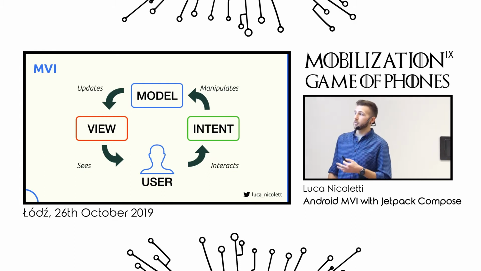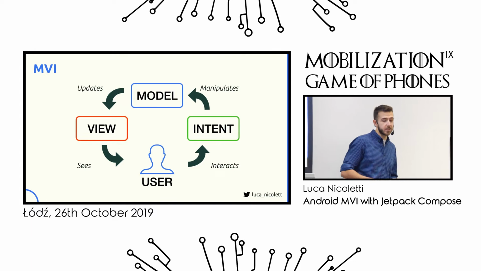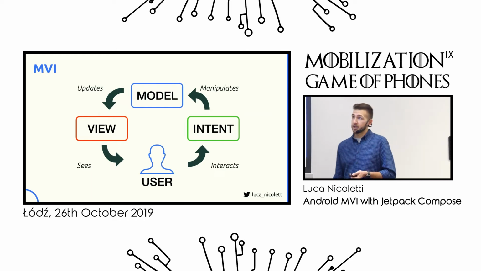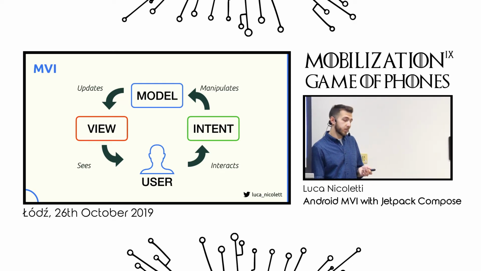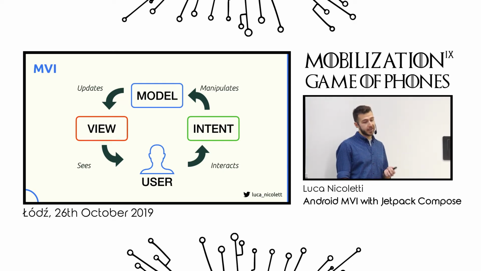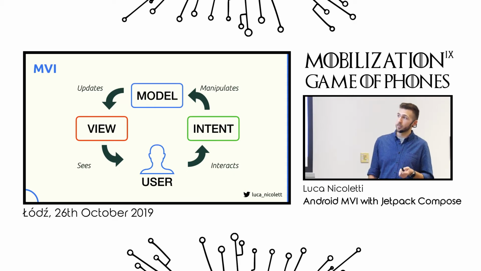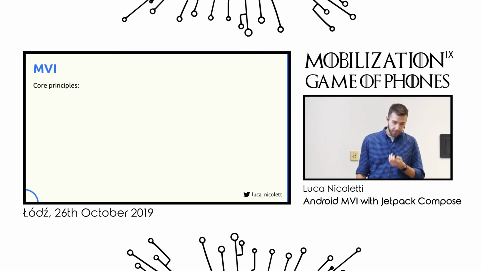For now, let's assume that it has a beginning, and this point is the user interacting with the UI of our application and producing intents. Those intents, through the business logic of our application, manipulate the model, updating it. The updates on the model are then reflected to the view component, and the view component is then rendered back to the user, completing the loop.